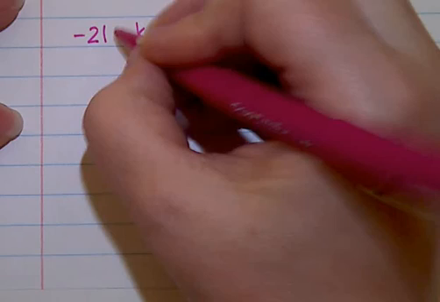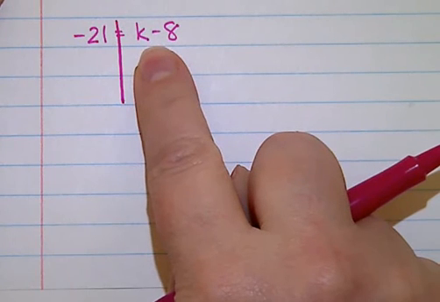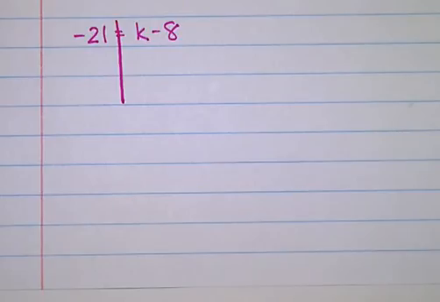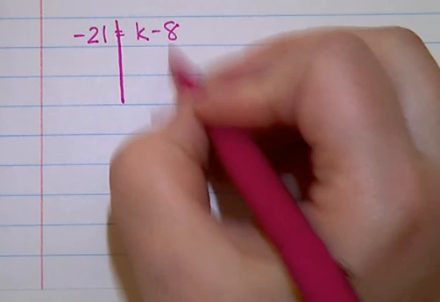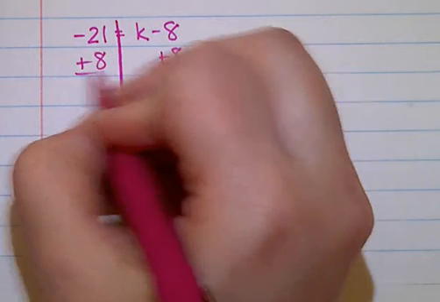Again, our line. If you'll notice, my variable is on the right-hand side this time. But our rules aren't going to change. I still want the k by itself, so I need to move this negative 8. Add the opposite, and do that to both sides.